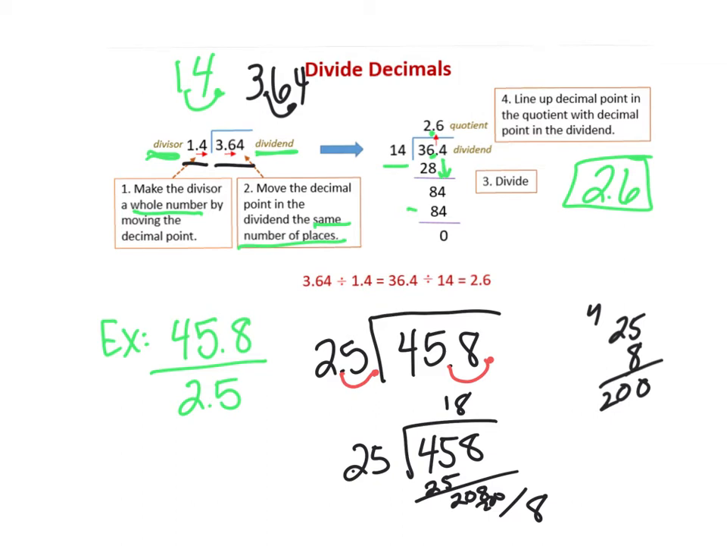Now, 25 cannot go into 8, so I need to add a decimal place and a 0 here. 25 goes into 80 3 times. That would be 75. So I'm going to subtract again, and I'm going to get 5. Add another 0, and 25 goes into 50 twice. So my final answer is 18.32.